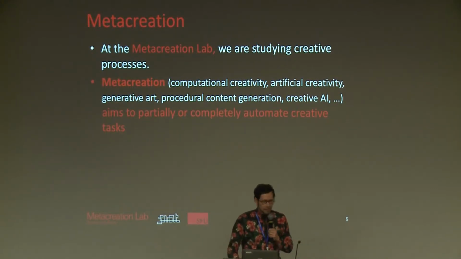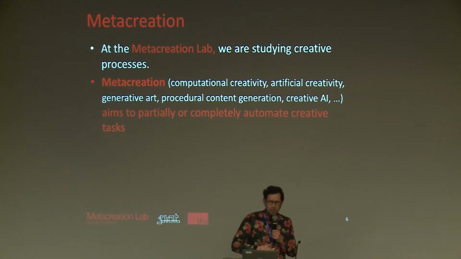We study creative processes, trying to formalize them, and whether you call it meta creation, computational creativity, artificial creativity, generative art, procedural content generation, or creative AI, the aim is simply to partially or completely try to automate creative tasks.